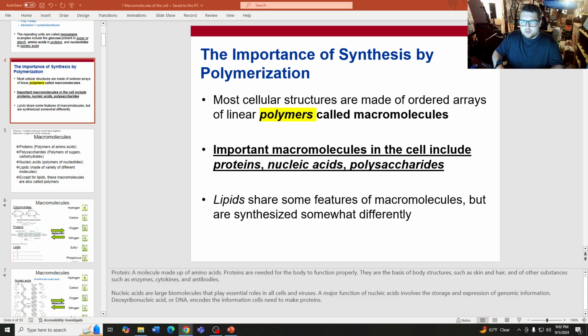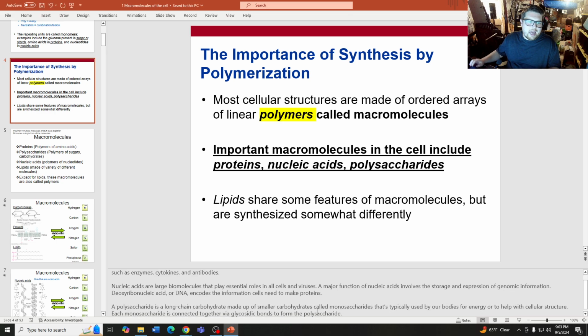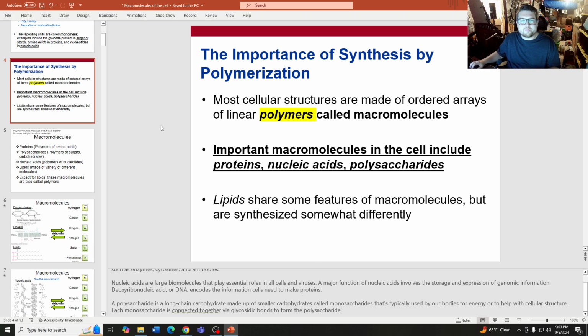So a good chunk of this course, as well as biochemistry, a huge chunk is literally just talking about different types of proteins and what those proteins do and how they function in the body. Then I threw another definition of nucleic acids as well as polysaccharides. Nucleic acids are large biomolecules. They play essential roles in all cells as well as viruses.